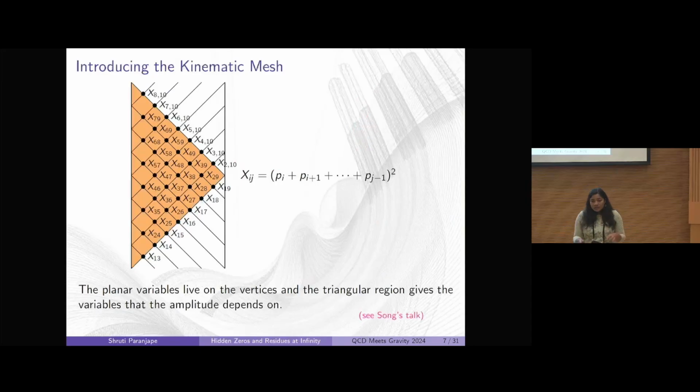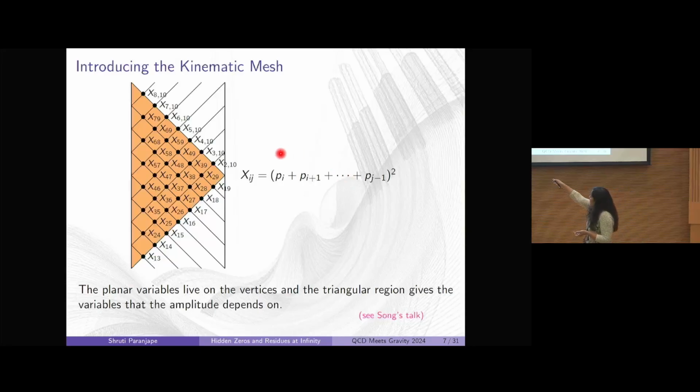So to do this, I'm going to introduce this bookkeeping device called the kinematic mesh. You don't have to take it more seriously than a bookkeeping device to take care of your kinematics. So these are the x variables that Yaroslav introduced in the ABHY associahedron in the last talk. They're planar variables at which planar amplitudes have poles, right?